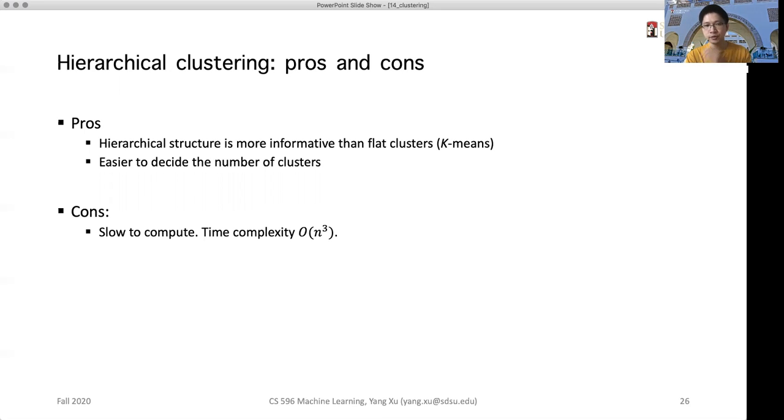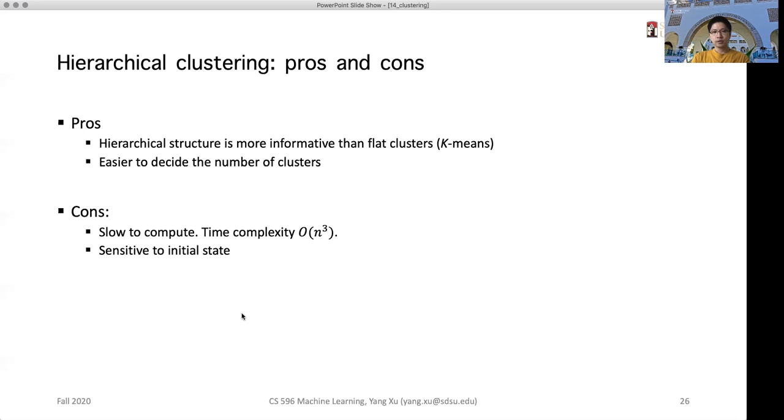It's very slow to compute, right? Because its time complexity is a cubic function. The reason is also simple: we need to compute the distance between any pair of clusters, basically, right? And after each time a new cluster is merged and inserted into the collection, we need to update all the distances. So this really costs a lot of computation time.